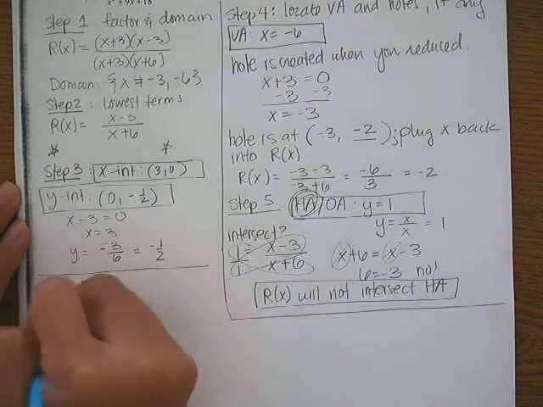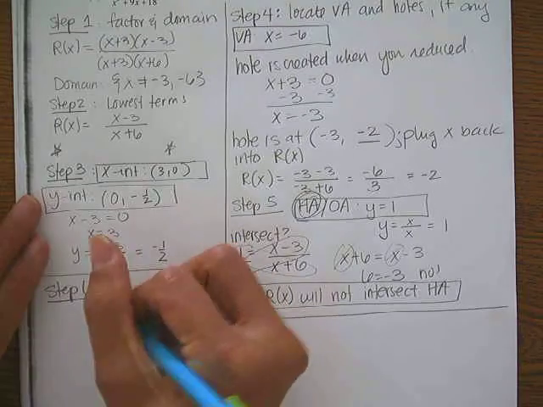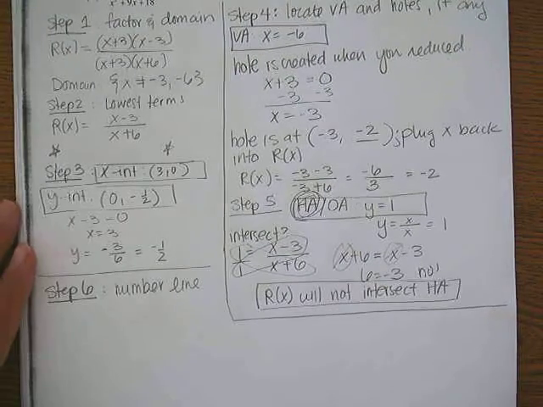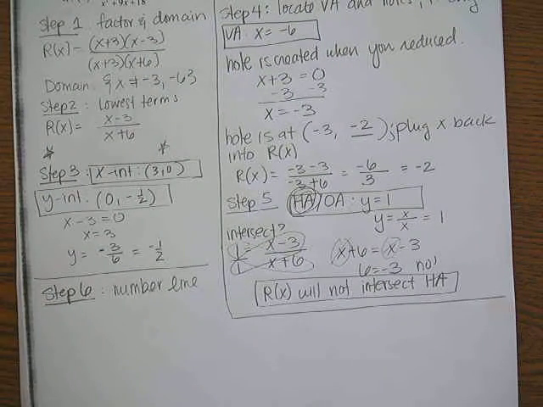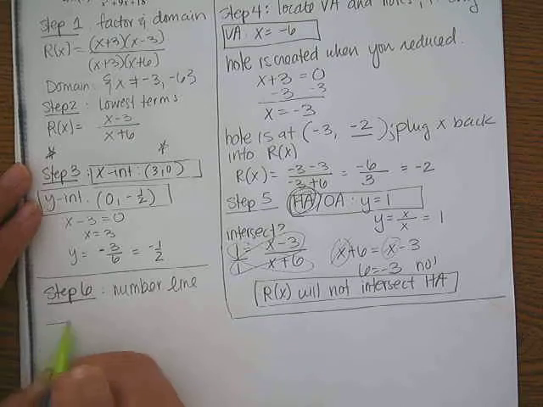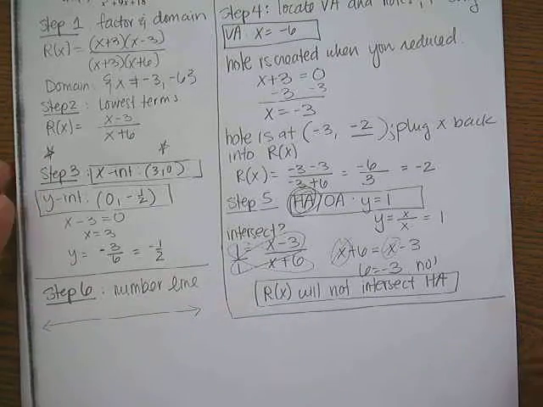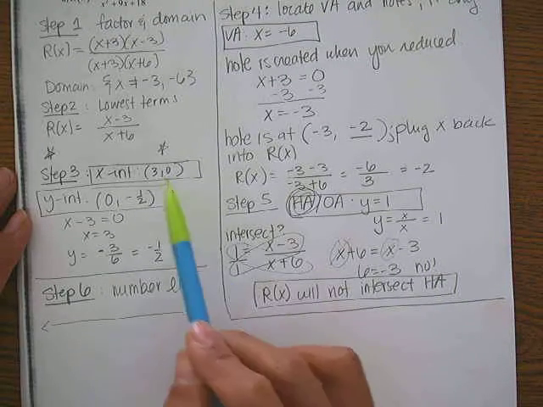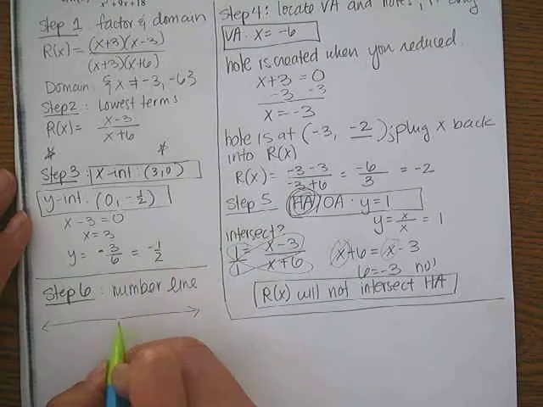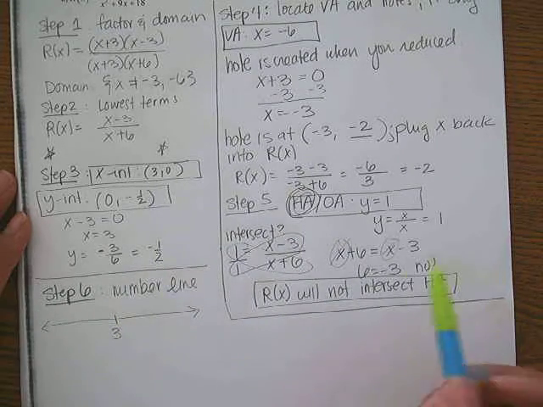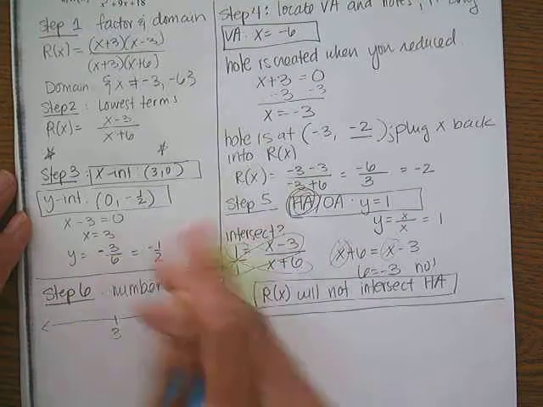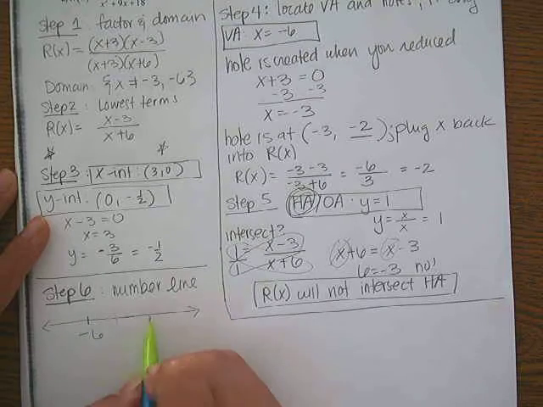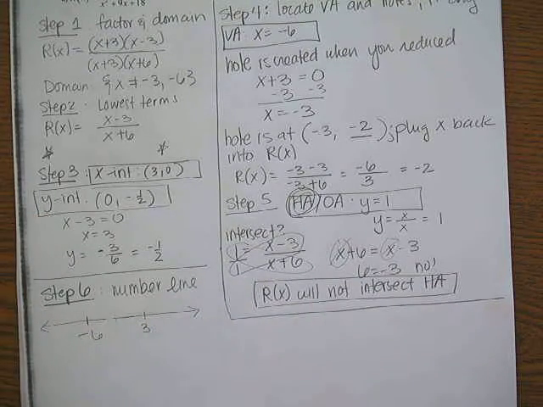Step 6 says create a number line. So I'm just going to write number line. Remember, on this number line, we are going to put in your x-intercepts. So let's find those. Where were those values at? Right there. I have 1. So let's put in 3. Then we are going to put in VA. We have a VA at negative 6. I should have moved this over. Let's move this over, so negative 6 and 3, just to make it kind of even and look pretty.